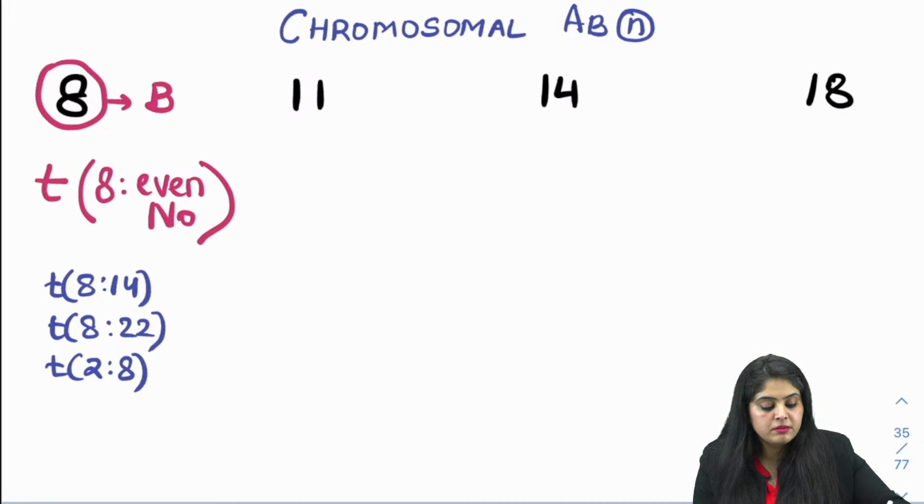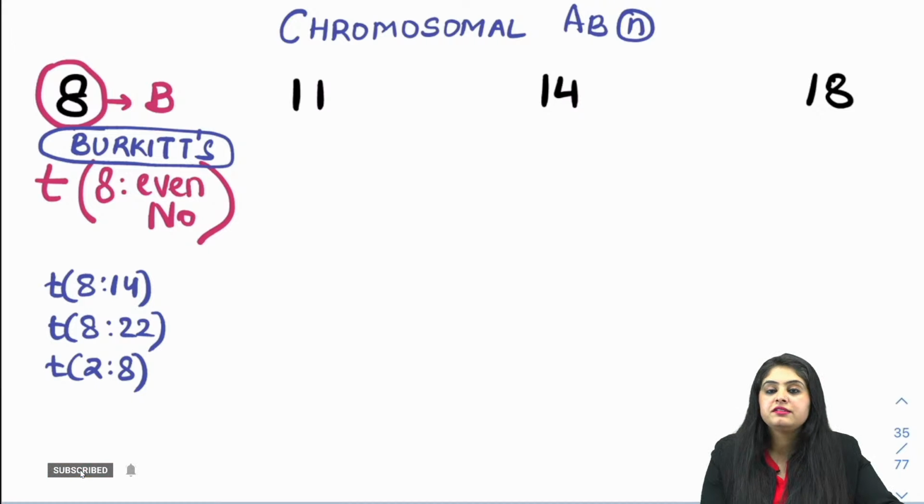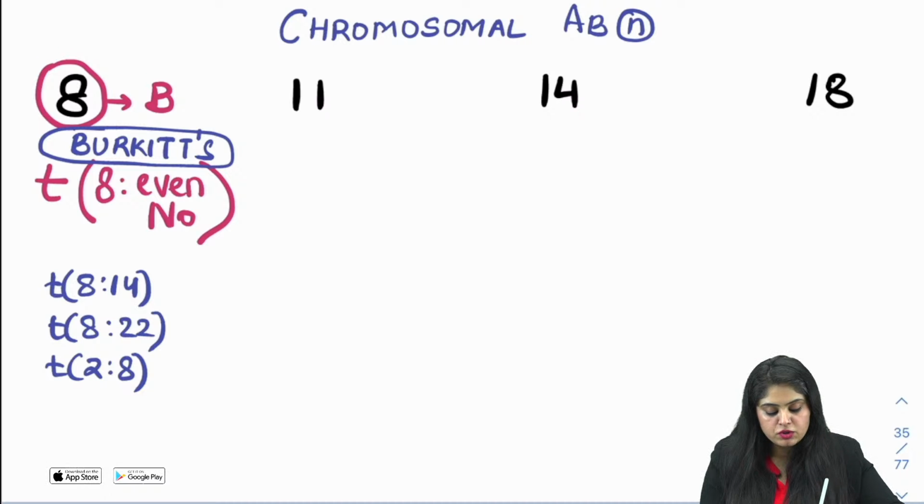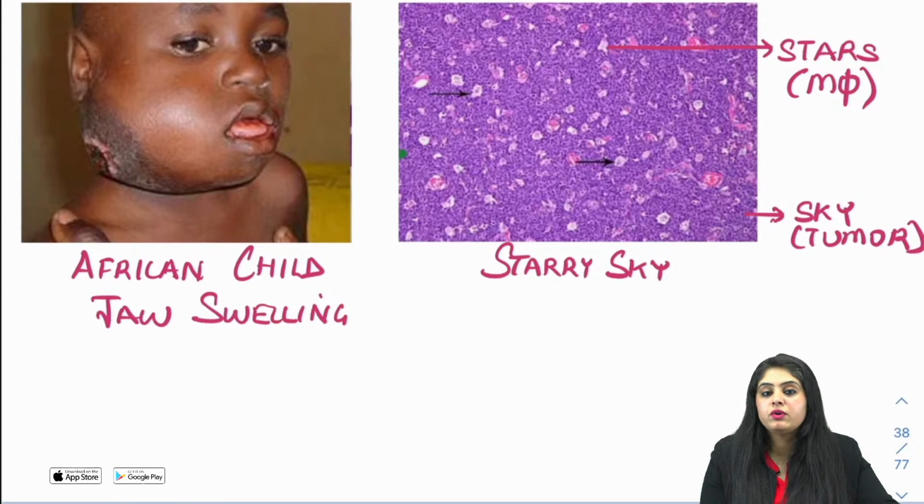Ma'am, 8 looks like a B, so we are dealing with Burkitt's lymphoma. I hope that is simple for everyone. Yes, 8 is done, B is done. I am talking about Burkitt's. Now, over here, I'm going to also finish off how Burkitt's is going to look. What am I going to get in Burkitt's?